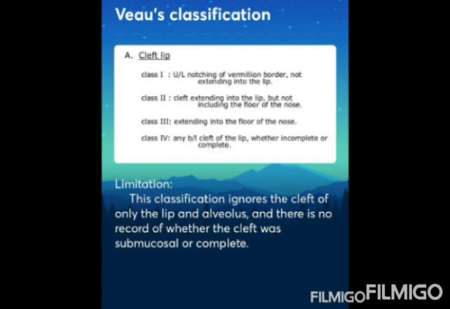So here the easy way is: group 1 is cleft of soft palate only, group 2 is cleft of hard and soft palate, group 3 is complete unilateral cleft, group 4 is complete bilateral cleft. So here the limitation is that it ignores clefts of only the lip and alveolus, and there is no record whether the cleft was submucosal or complete. This is the limitation of Veau's classification.